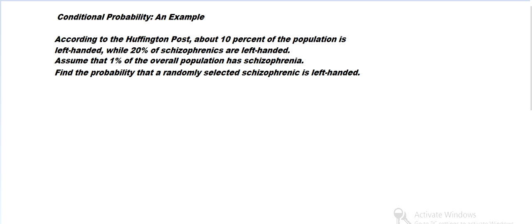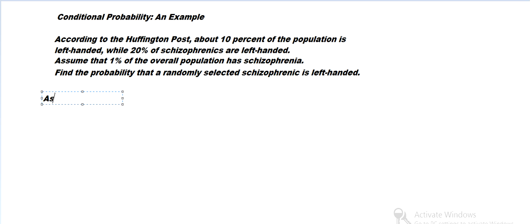And also we know 1% of the population is schizophrenic, so we want to find the probability that a randomly selected schizophrenic is left-handed. So given a person with schizophrenia, what is the probability that they're left-handed?